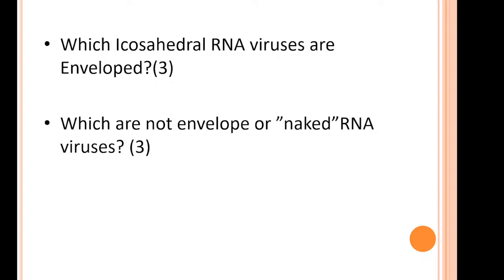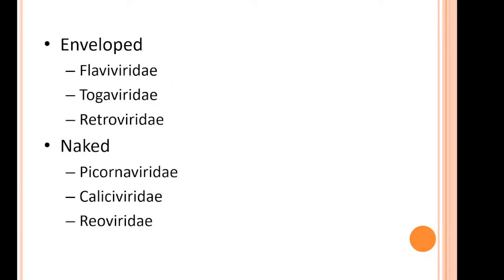Now, naked RNA virus, on the other hand, my shortcut is PCR. What do I mean by PCR? Picornavirus, calicivirus, and the reoviruses. Okay, so those are your naked viruses.